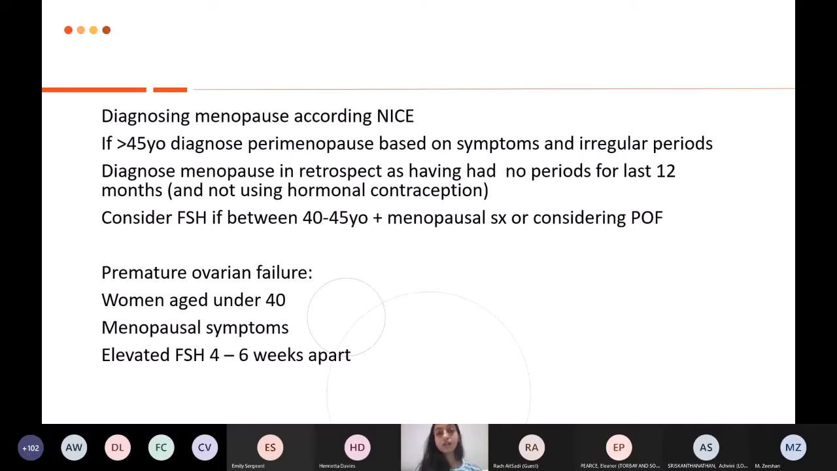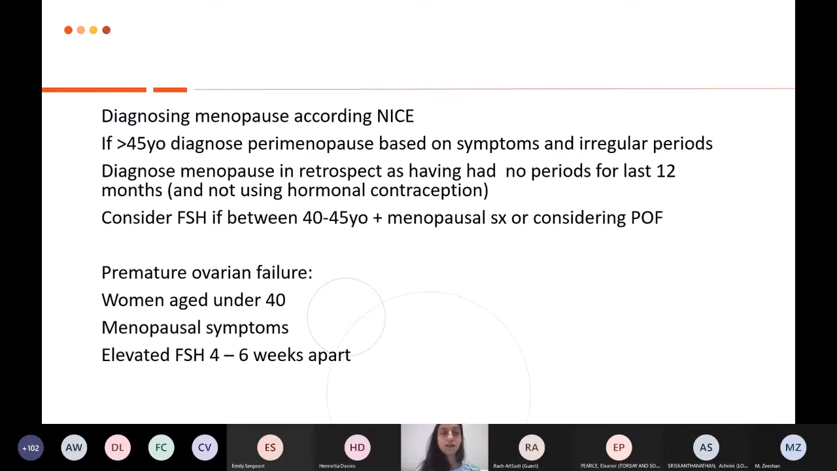And basically, diagnosing perimenopause and menopause are clinical diagnoses. You can think about having an FSH if a woman is between 40 and 45 and she's got menopausal symptoms, or if you're considering premature ovarian failure. So these women who present to you under the age of 40 have menopausal symptoms, and nothing else is explaining why they're feeling the symptoms they have. Then you would measure 2 FSH levels 4 to 6 weeks apart, and if they're above 30, then you can diagnose premature ovarian failure.